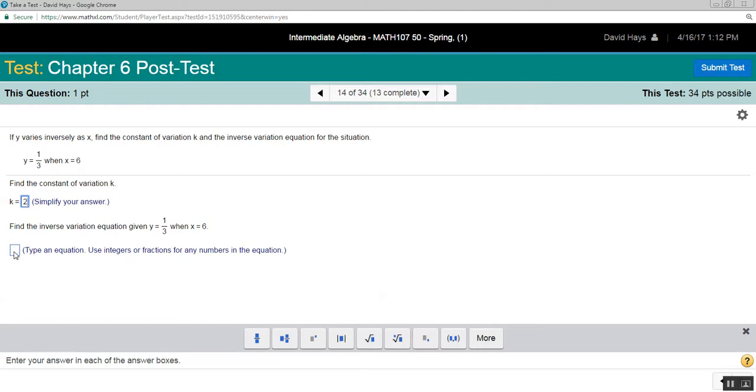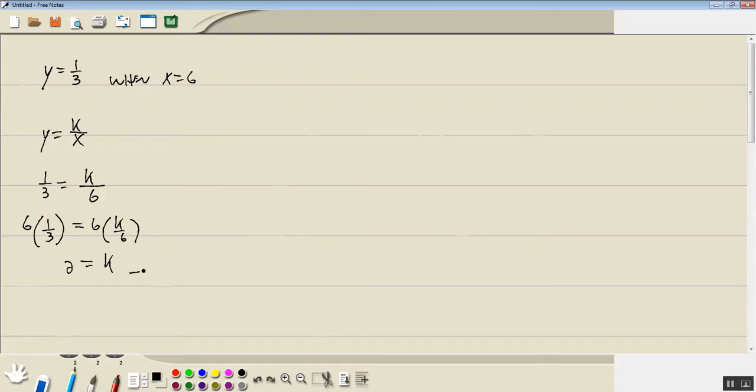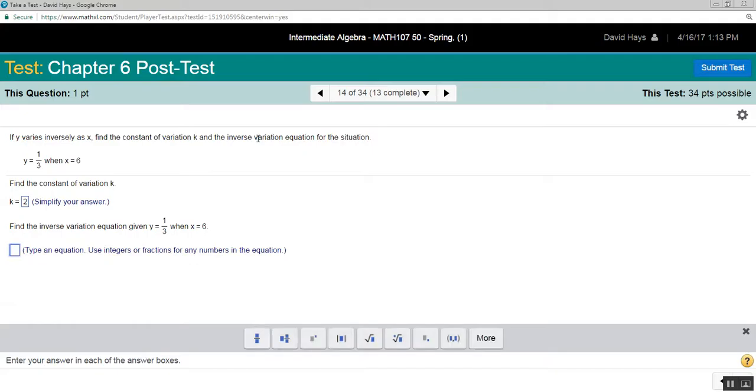Now it says find the inverse equation given y is equal to 1/3 and x equals 6. That's the same as above. So now that we know what k is, this formula becomes y is equal to 2 over x.